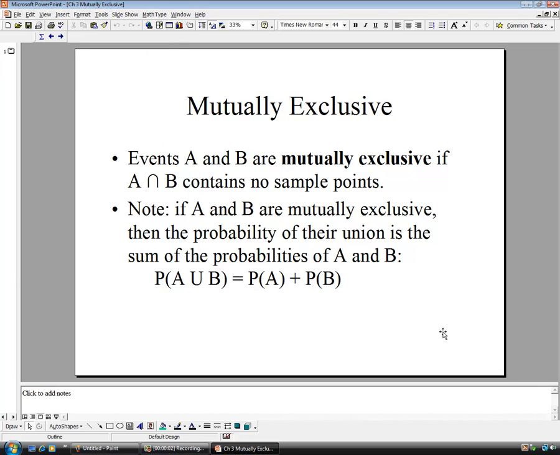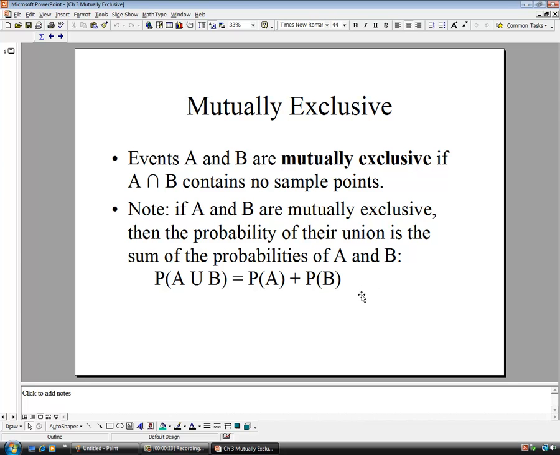Two events are said to be mutually exclusive if their intersection contains no sample points, so they have no possible points that can be in common. As you recall, our additive rule of probability is that the probability of the union of two events is equal to the sum of the individual probabilities minus the probability of their intersection. Well, if there are no points in the intersection, the probability of nothing is 0. So we don't need to write that again.